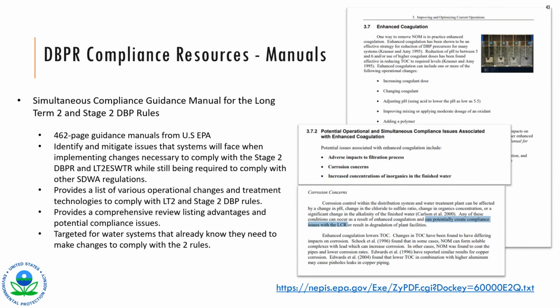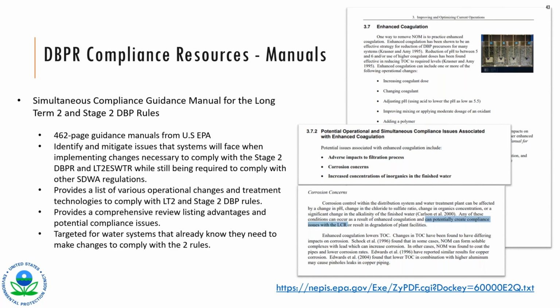Act regulations, which may arise when water systems make changes to their systems to comply with the LT2 and the stage 2 DBPR. This manual should only be used by water systems that already know that they are making changes to their systems to comply with LT2 and stage 2. The manual provides a list of system modifications and treatment techniques that helps meet the LT2 and stage 2 requirements, while providing a comprehensive review of each option by listing the advantages and disadvantages, and then providing a review of how it can affect other rules.